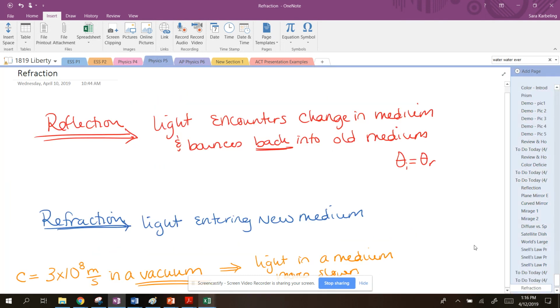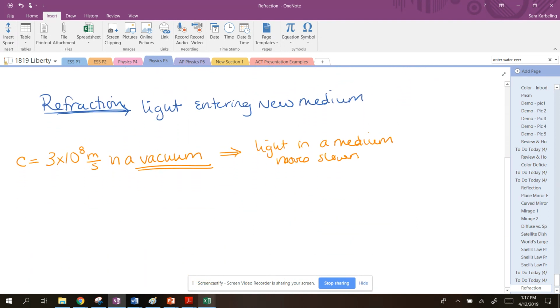Okay, so this is, I believe, where we were yesterday when the bell rang. We had written this down. We said that reflection was when light encounters a change in medium and bounces back into the old medium. This is the law of reflection, theta in equals theta out. Does this look familiar to you? Yeah? Then we said refraction was when light entered a new medium.